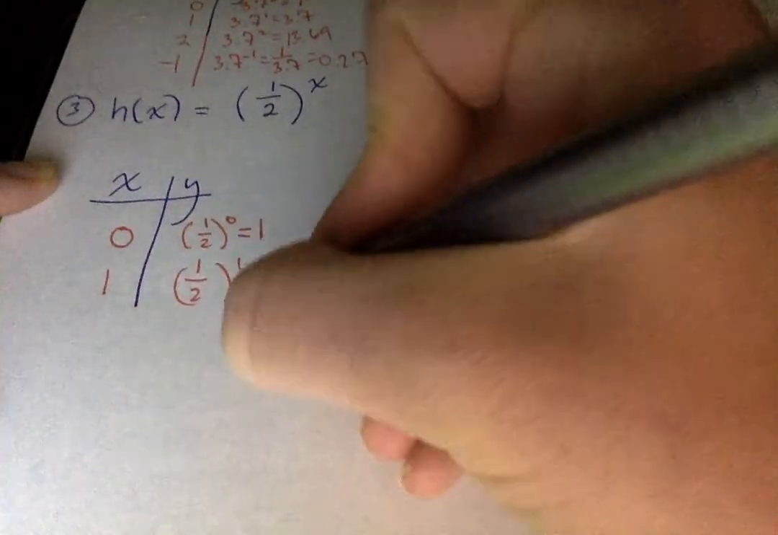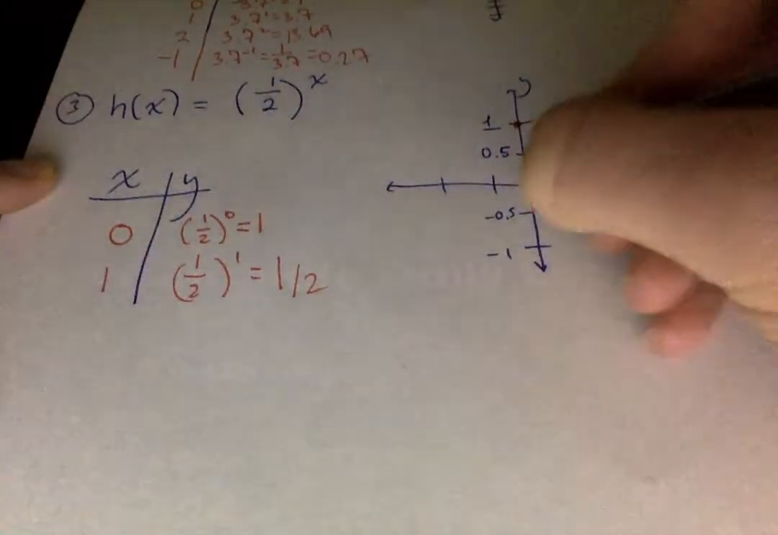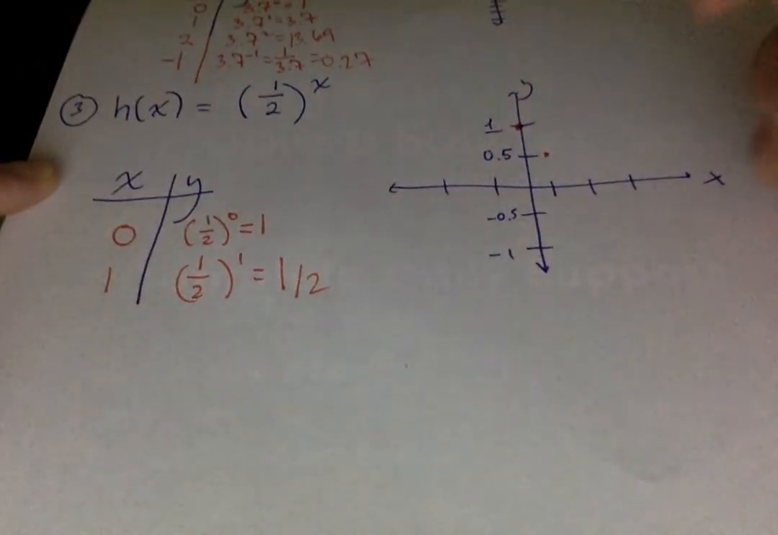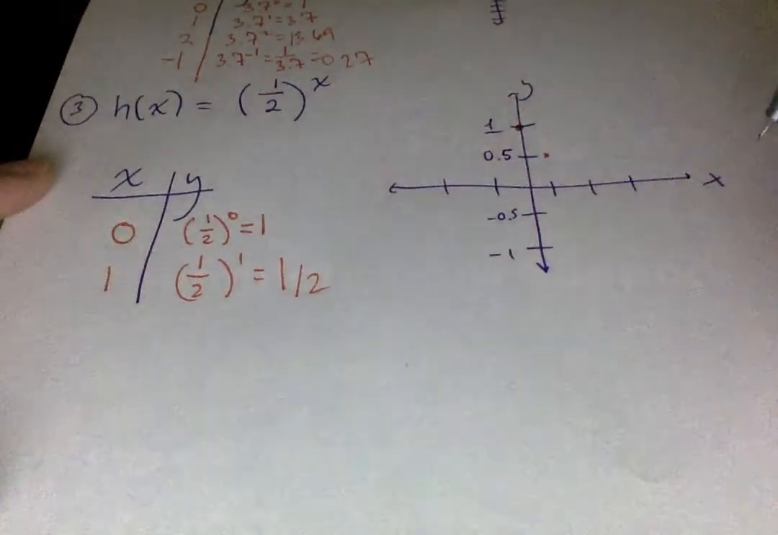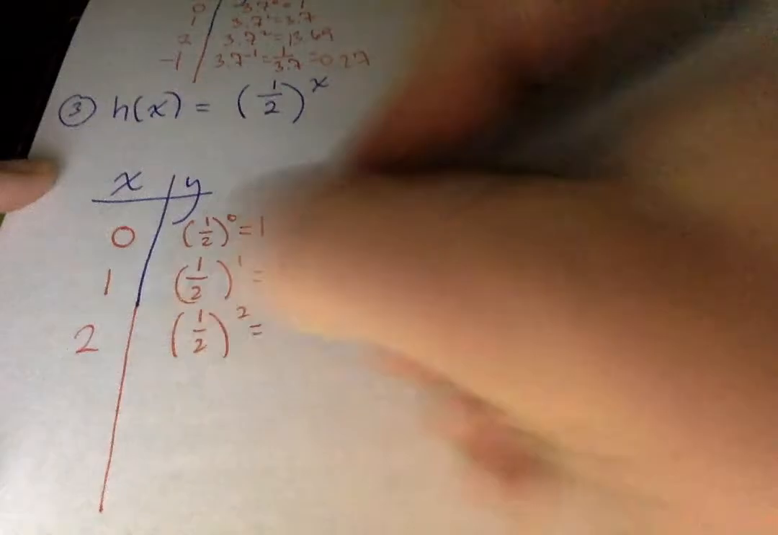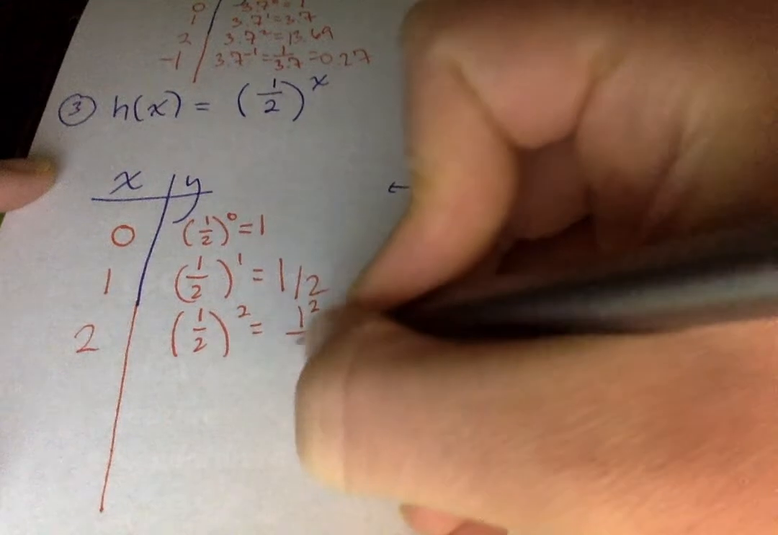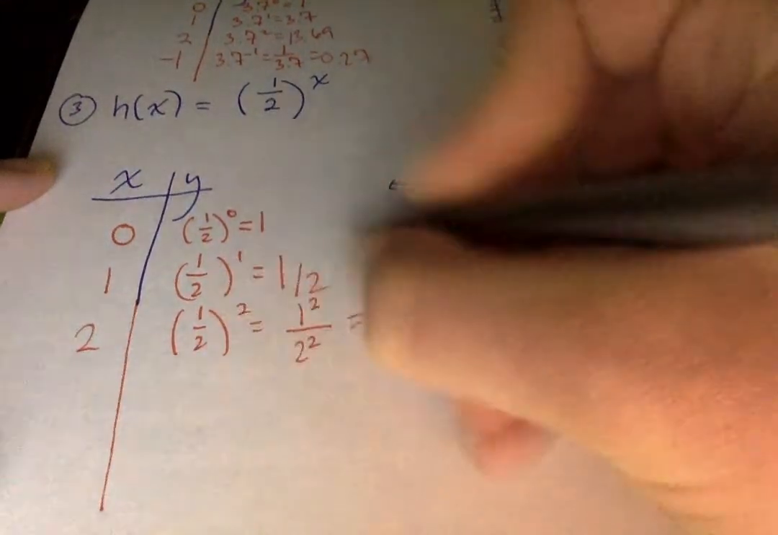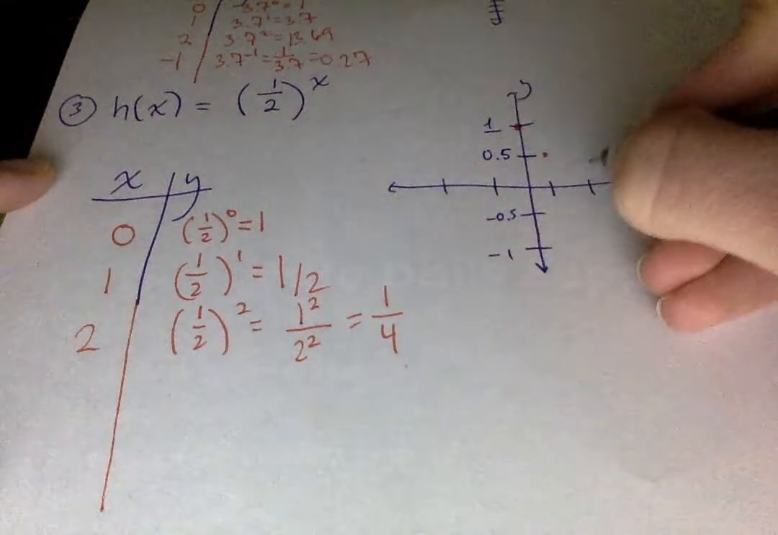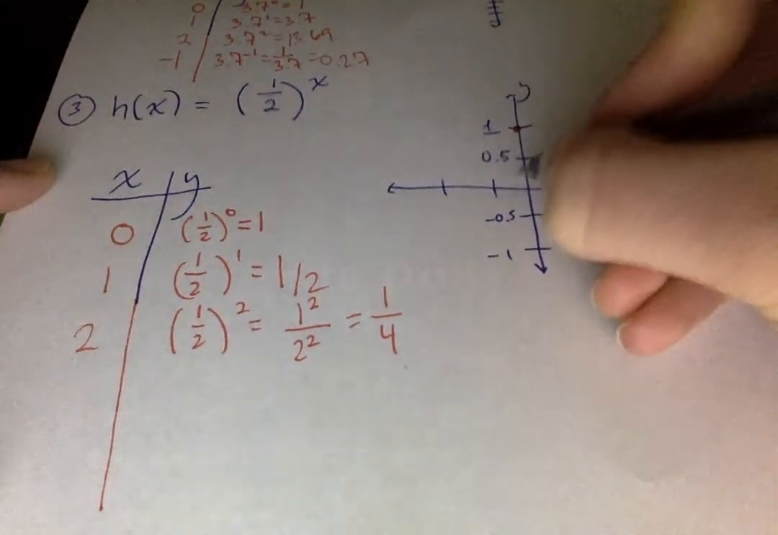Now, what if you put in 1? 1/2 to the first power is just 1/2. So that means we go over 1, up 1/2, 0.5. Now, this is different from the other ones. We're going to be going down as we get larger. What if we put in 2? 1/2 squared is 1 squared over 2 squared. We're distributing the square, which is 1/4. So we go over 2, up 1/4, which is halfway between 0 and 0.5.